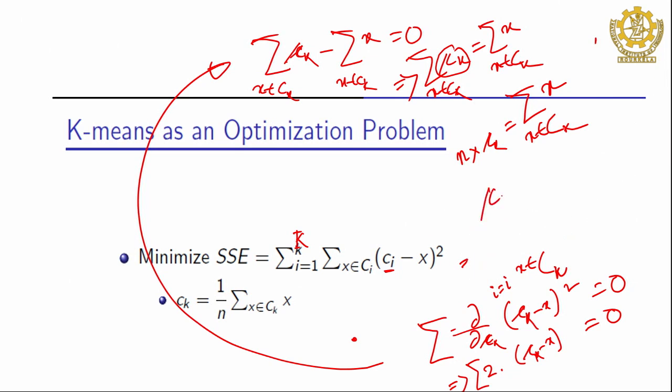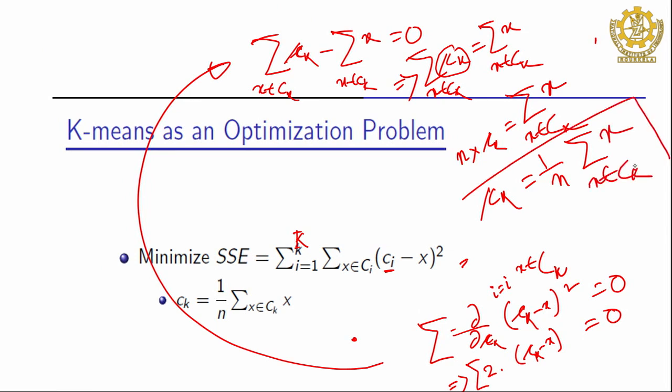So, c_k, the point we are searching, equals 1 by n into summation of x, where x is in the cluster. So c_k is nothing but the centroid, that is, the summation of all points divided by the number of points. We are trying to find the point where the SSE value is minimum, and that point is nothing but the centroid of each cluster.